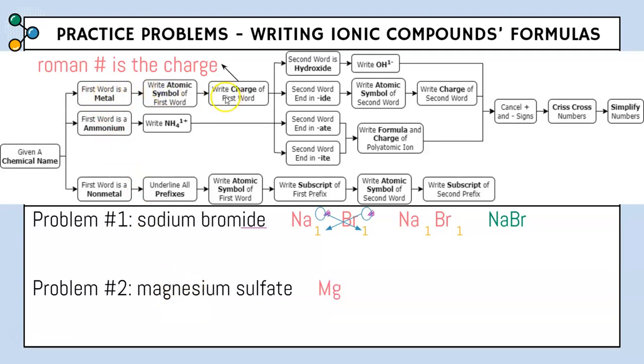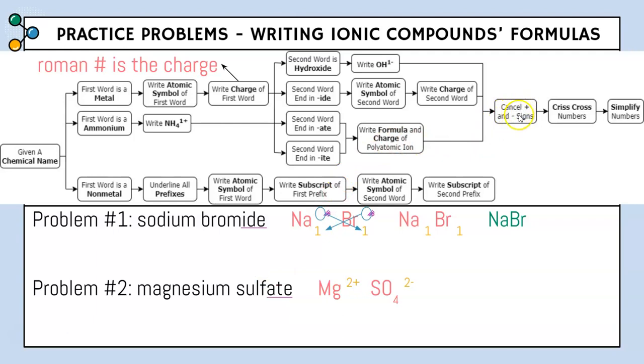And the charge of magnesium, which we all get the symbols and the charges from the periodic table, the charge of Mg is 2+. Now looking at our second word, it ends in ATE. So we have to look at our third path now. So we're going to write the formula and charge of the polyatomic ion. Sulfate's on the polyatomic ion list. So when we look at the list, we're going to see that sulfate is SO4 with a 2- charge.